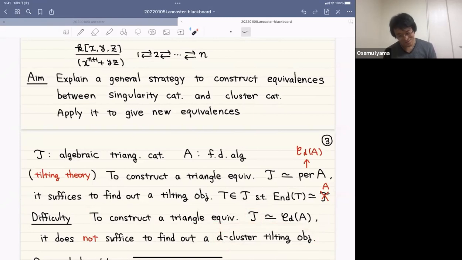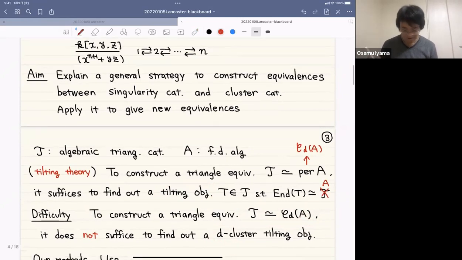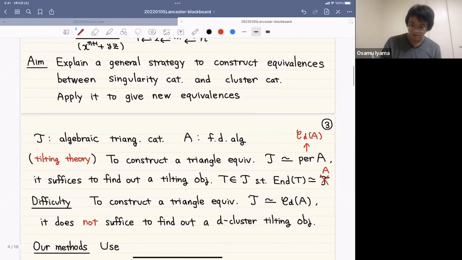Of course, finding a cluster tilting object plays a role like a tilting object in the cluster category, but just finding a cluster tilting object does not imply such a triangle equivalence. There are many reasons. For example, the endomorphism algebra of A in this cluster category is not A anymore. It is a higher preprojective algebra of A. This is one obvious reason why it does not work.